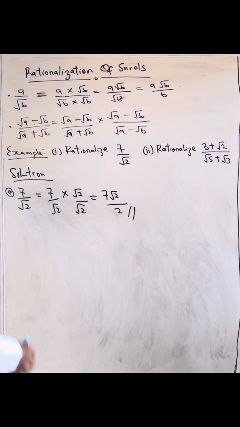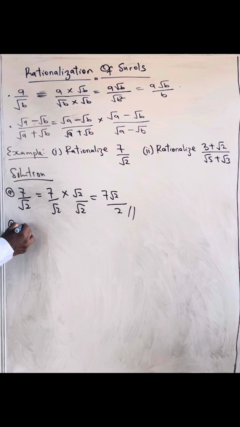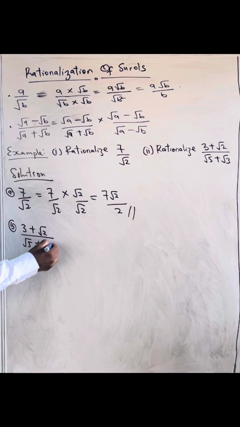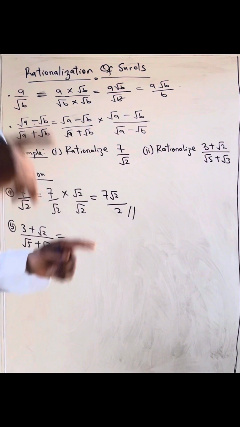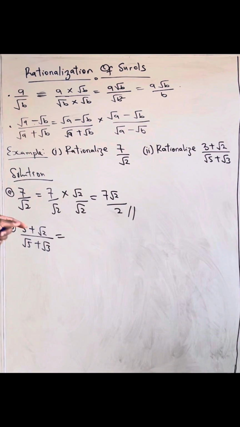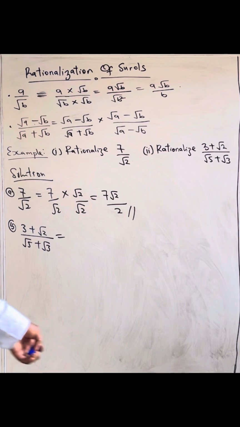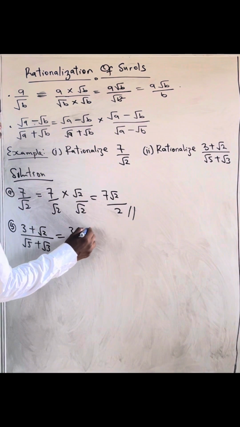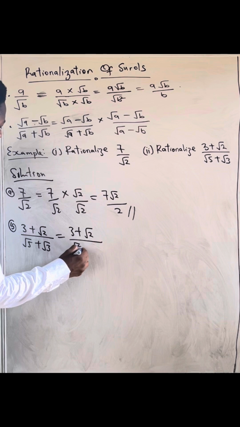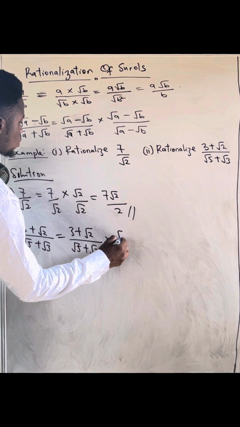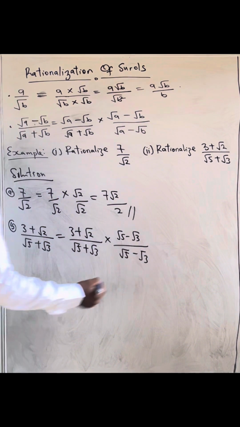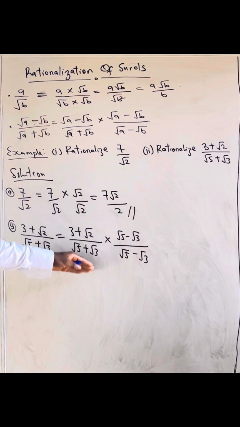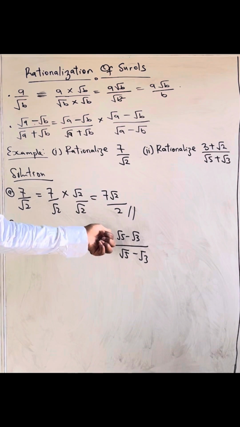Now let's look at another example. Here we are to rationalize 3 plus root 2 over root 5 plus root 3. Also, I'm going to multiply the numerator and the denominator by the conjugate of the denominator. Firstly, guys, what is the conjugate of root 5 plus root 3? That is root 5 minus root 3. So I will write 3 plus root 2 over root 5 plus root 3 multiplied by root 5 minus root 3 over root 5 minus root 3. So I'm going to get this and this.